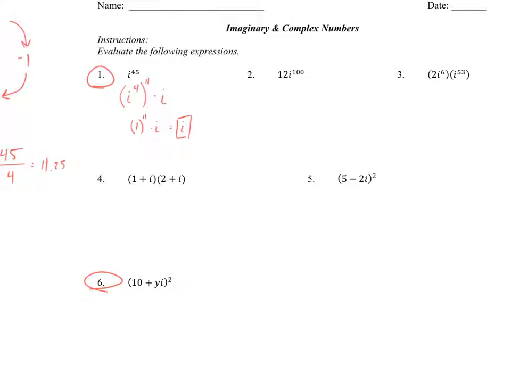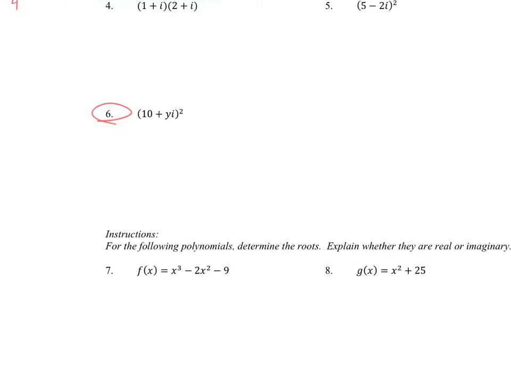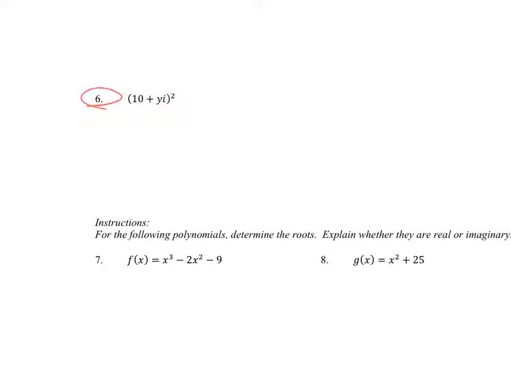So 2 and 3 are just like that, very similar. Now let's move on to number 6. 6 says 10 plus yi squared. So what we have here is an expression that's being squared. So we've got a 10 plus yi times 10 plus yi. That's what it means when you square something.